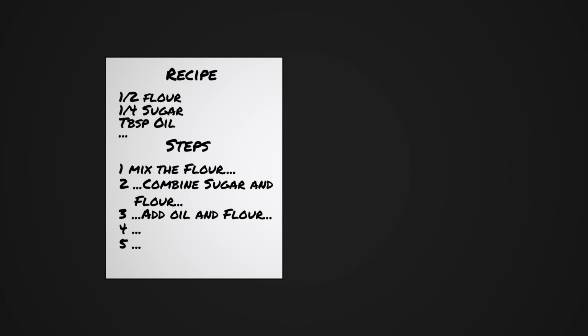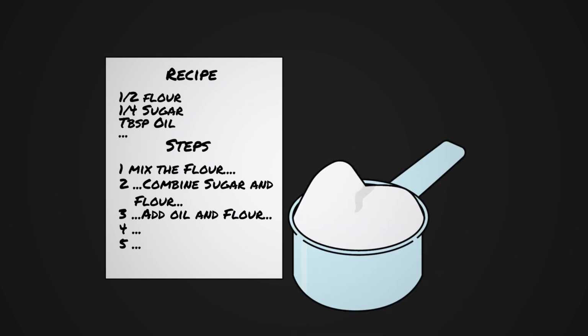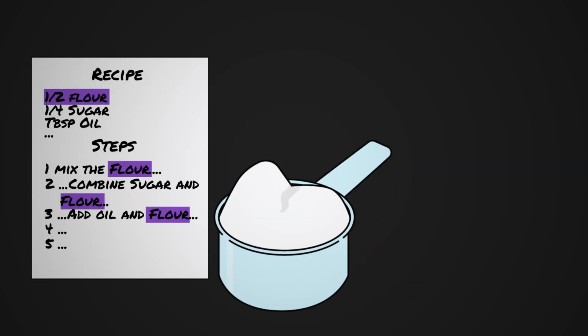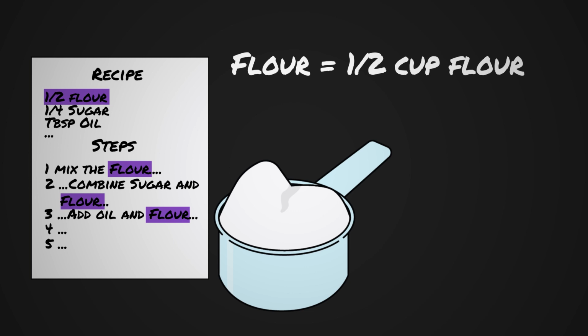Let's think about our code like a recipe again. At the beginning of a recipe, it tells you you're going to need a half cup of flour, a quarter cup of sugar, whatever. And now you know every time the recipe says to do something with flour, it's talking about that half cup of flour from the beginning. If we were to write that in our code, it'd look like this. Flour equals half cup of flour. This says that every time in our recipe we use the word flour, we're talking about this half cup here.